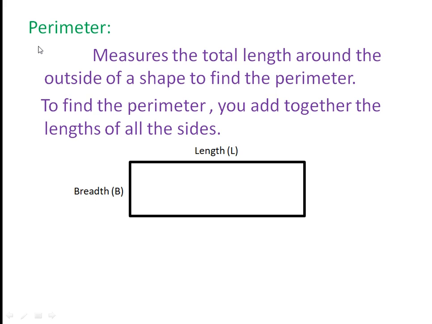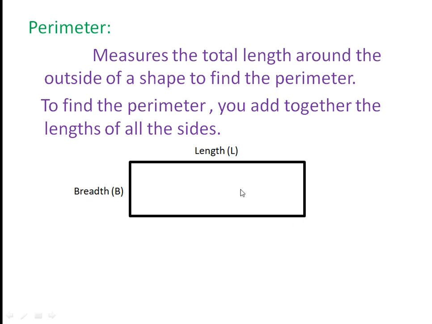See, what is perimeter? How do we calculate the perimeter? Perimeter measures the total length around the outside of the shape. To find the perimeter, you add together the lengths of all the sides. This is the meaning of the perimeter: the total length around the outside of the shape.